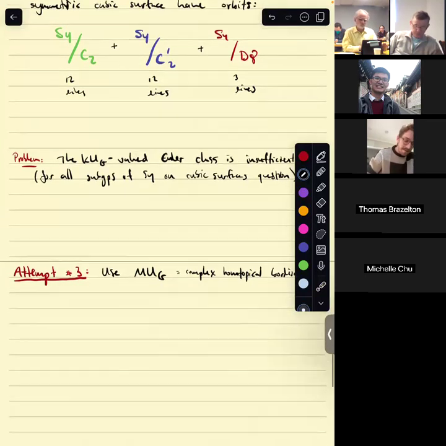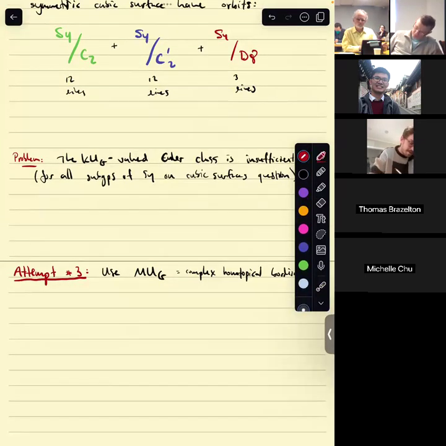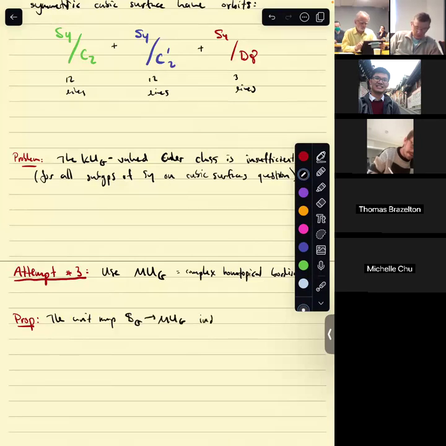But I want to give you the following proposition, which is that even though I don't understand pi naught of MUG, it still receives a unit map from the sphere. So the proposition is that the unit map SG to MUG induces an injection on pi naught.